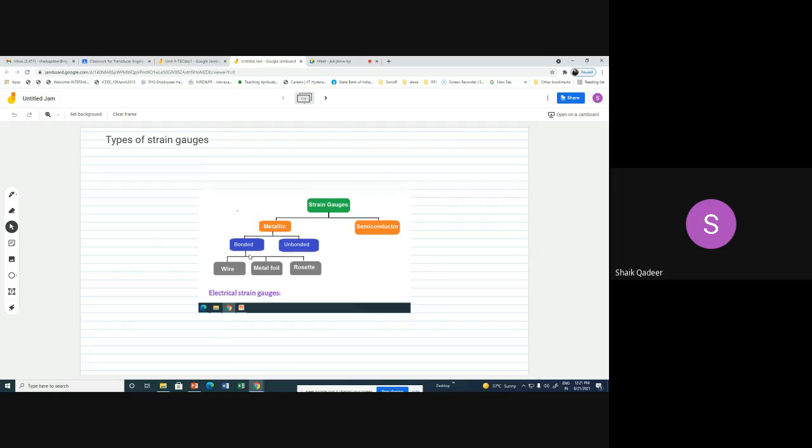What do you mean by bounded? What do you mean by unbounded? I will discuss. And in case of semiconductor also, it belongs to the bounded category. So the semiconductor strain gauge also belongs to this particular category, bounded strain gauge. If we further see the down part of bounded metallic strain gauge, it can be a wire type or metallic foil type or rosette type. Is it clear? The tree structure of strain gauge types.